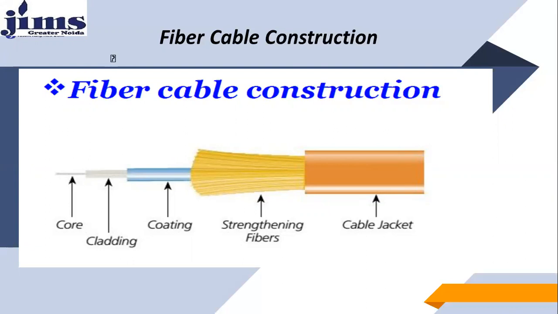This jacket is available in different colors. So if any cable is lying on the side of the road, you will see different colored cables, the cable jackets, because the core, cladding and coating are all inside the cable jacket. So cable jackets are available in different colors. This provides overall protection to the optical fiber.